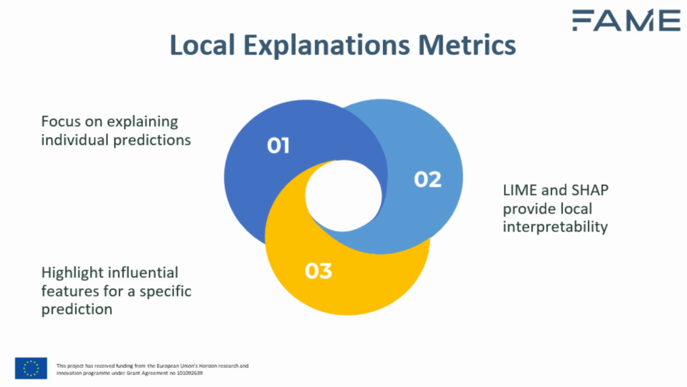Local explanations focus on explaining individual predictions rather than the entire model. Metrics such as LIME, local interpretable model-agnostic explanations, and SHAP, Shapley additive explanations, provide local instance-level interpretability. These metrics highlight the features that influence a particular prediction, enabling users to understand why the model made a specific decision.